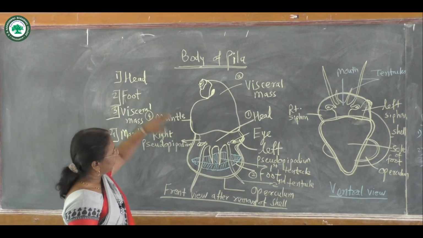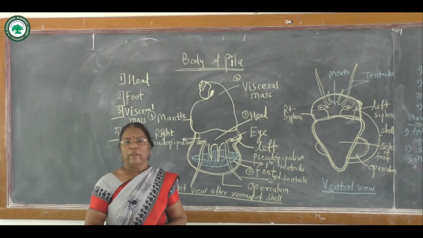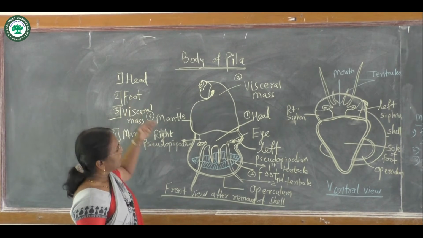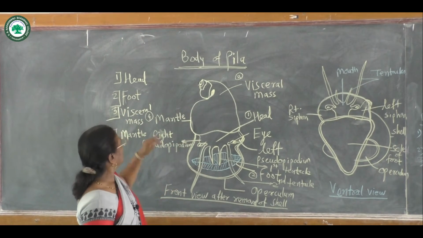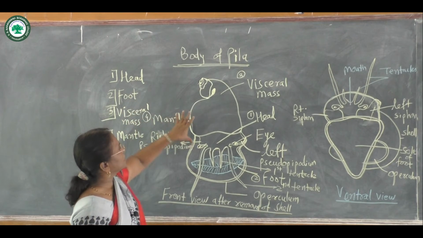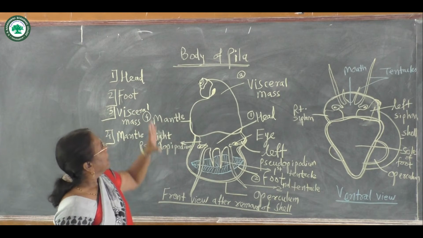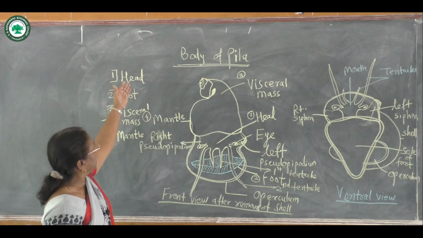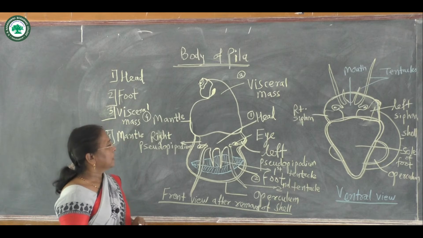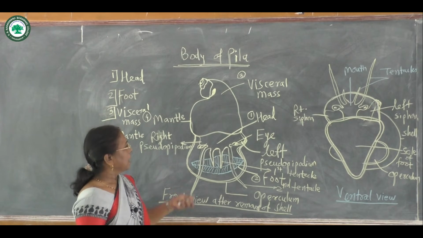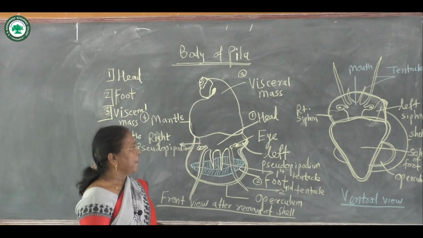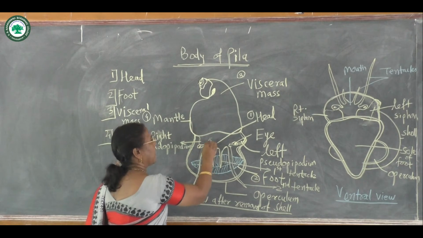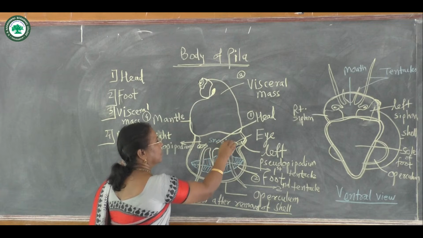The head is located towards the anterior side, the foot behind the head and the visceral mass located dorsally. This is the soft body of the animal. We will see it in detail. The head after removal of the shell is the protruded part. This protruded part you can also call a snout.